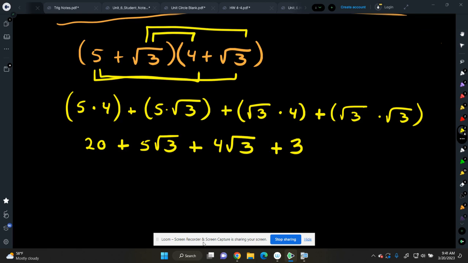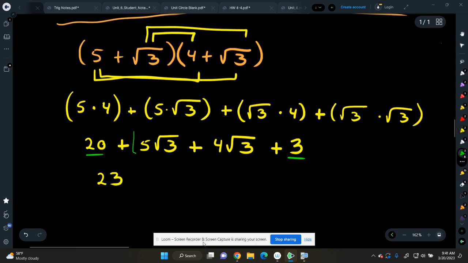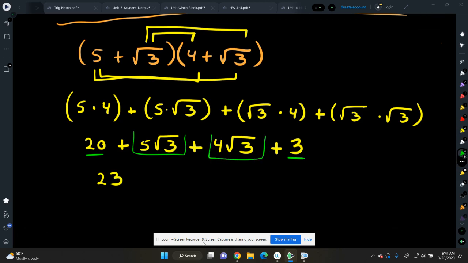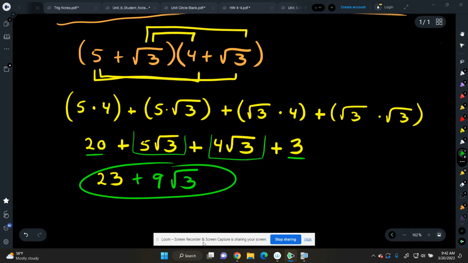So let's combine our like terms. 20 plus 3, I get 23. Okay. These are like terms because they both have the same radical. I have 5 of those root 3's, and I add 4 more root 3's. How many root 3's do I have? 9. I have 9 root 3. And there's our answer.